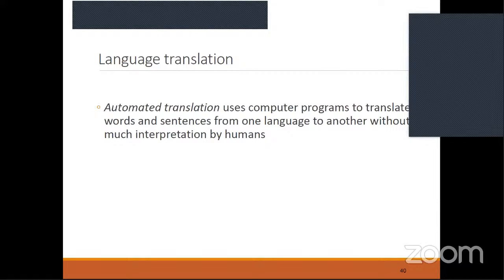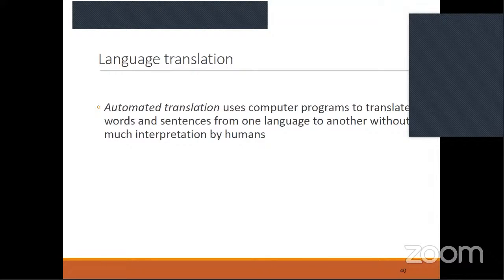So automatic translation uses computer programs to translate words and sentences from one language to another without much interpretation by humans. These are machine translation, statistical translation, or grammatical translation, where we use grammars or statistics to translate one language to another language so that the meaning does not change in sentences and the grammar is also maintained, which is again a big challenge even for humans.